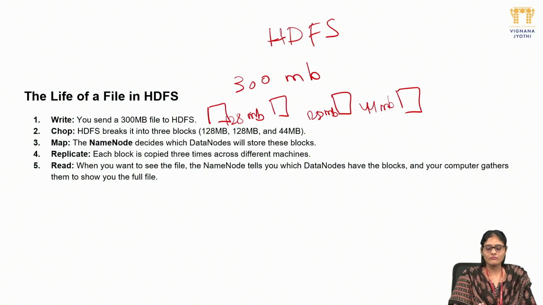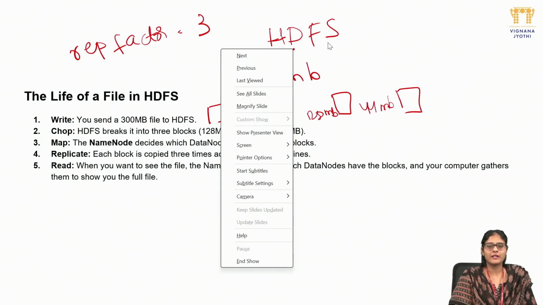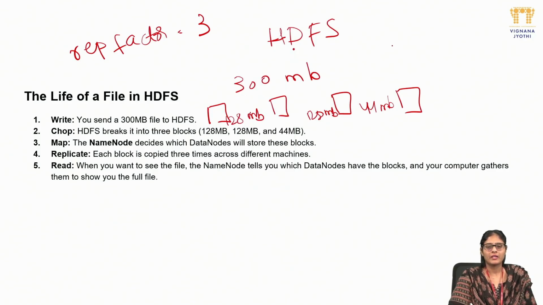There is one more important thing in HDFS: the replication factor. By default it is 3. In block 1 we will store one data, and the same data will get replicated in the second and third block as well. Whenever we store data in the second block, that will get replicated in another two blocks. So the default replication factor for HDFS is 3.